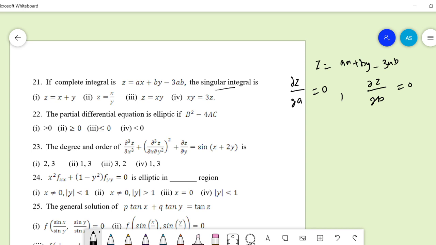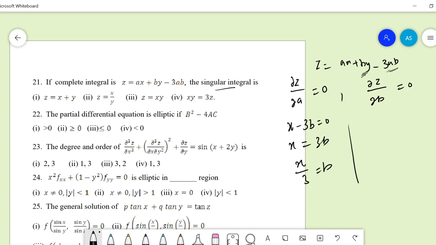Now I am equating dou z by dou a equal to 0. First, dou z by dou a, what is the value? Differentiate z with respect to a. A is 1, so x. Here there is no a term, 0 minus 3b. So x is equal to 3b, x by 3 is equal to b.